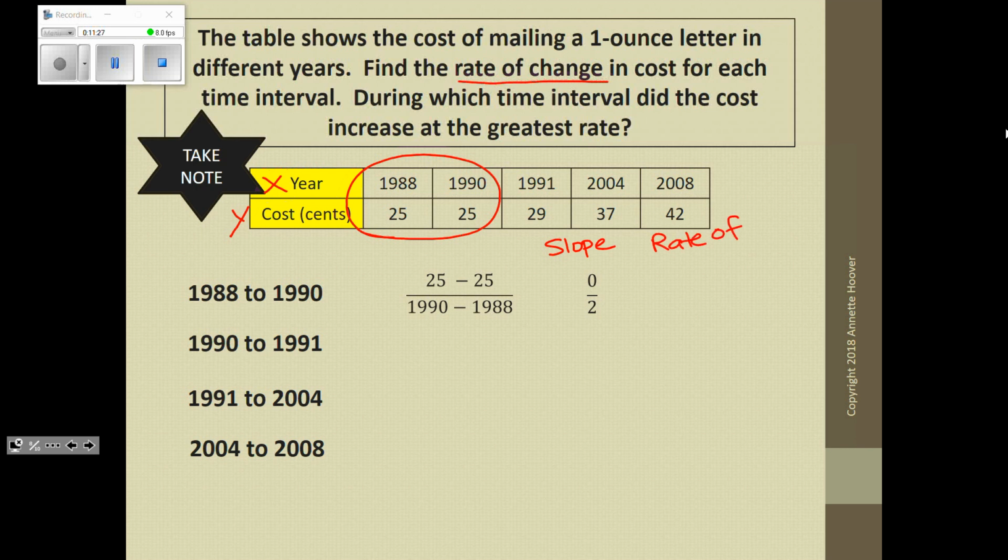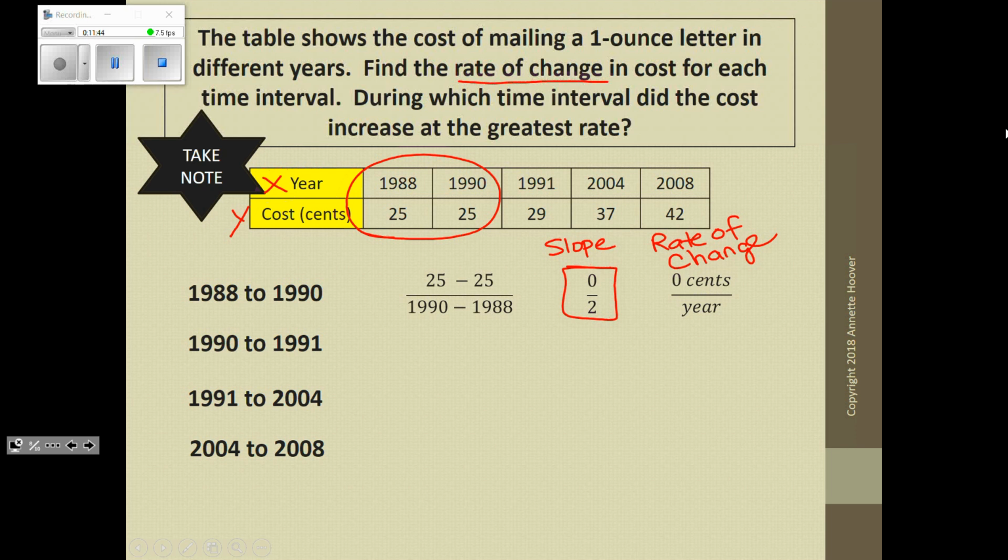After you figure out the slope, after you subtract the y's on the top and the x's on the bottom, to find the rate of change, you're just going to take your calculator and do this division. It says 0 divided by 2. Well, of course, 0 divided by any number is 0, so it changed 0 cents per year.